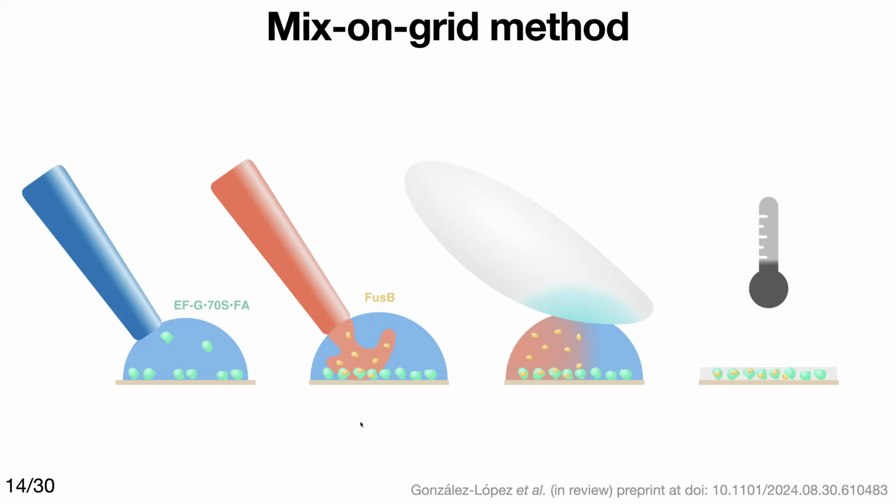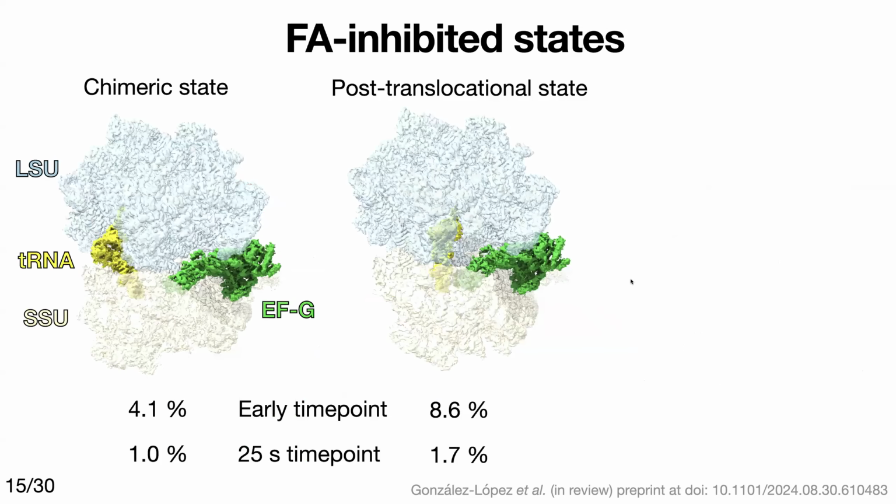So from this, I process the data and classify the ribosomes, as I said, to identify the rescue states. And before going into the more interesting result, I first want to show you how the fusidic acid inhibited state looks. So I'm using the same colors as before, and this is one of the two states that we can find in this data.